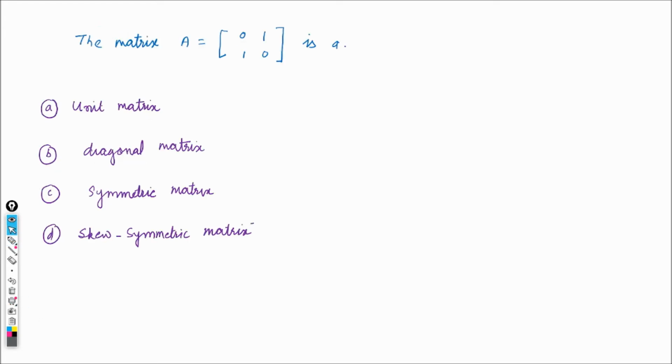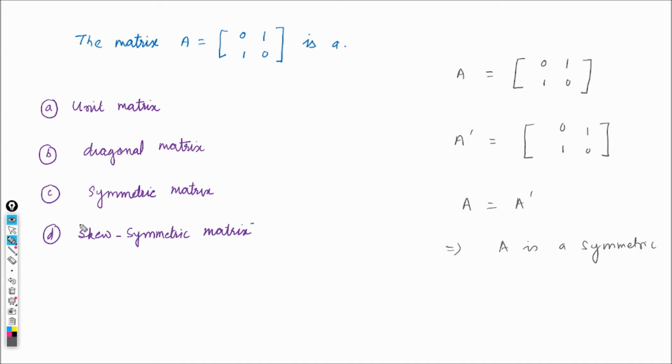The matrix A is equal to 0, 1, 1, 0. Now see here, A is equal to 0, 1, 1, 0. If we take its transpose, interchanging rows to columns, we get 0, 1, 1, 0. So A is equal to A dash. This implies A is a symmetric matrix.